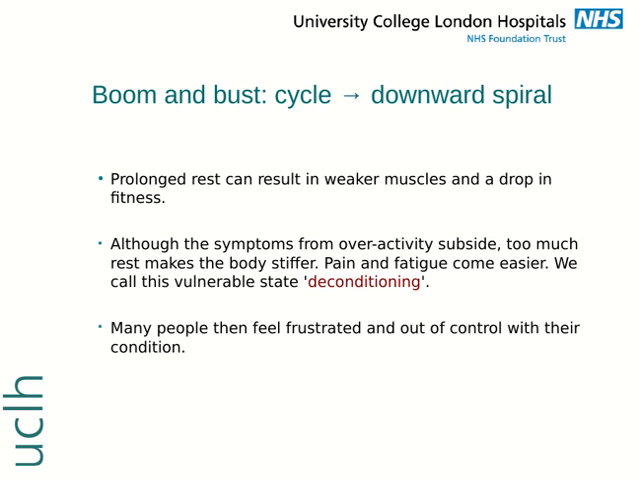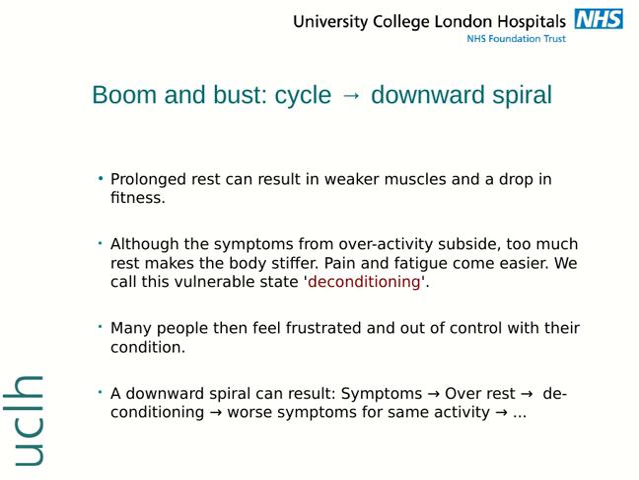And the downward spiral, the feeling that things are getting gradually worse, makes people frustrated and pessimistic, and they feel they're out of control with their condition. The downward spiral, therefore, as a summary, is having symptoms, over-resting, then becoming deconditioned, and then experiencing worse symptoms for the same amount of activity. And this can go round and round.